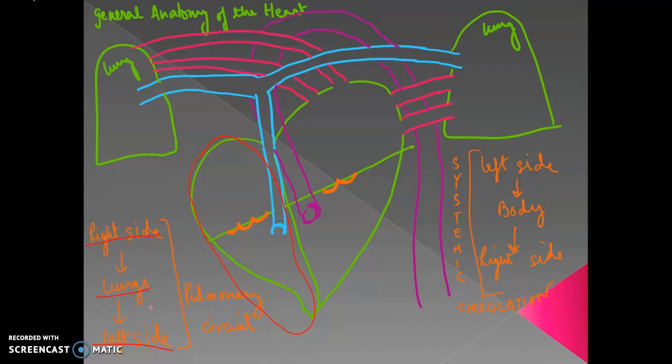And then from the left side of the heart, which is this side, blood goes to different parts of the body and then it comes back to the right side. And this circuit is called the systemic circuit. Hopefully that makes sense, right? We have a pulmonary circuit and a systemic circuit.